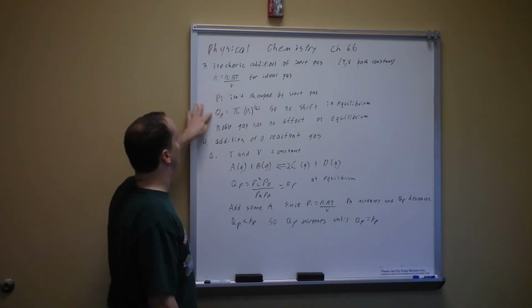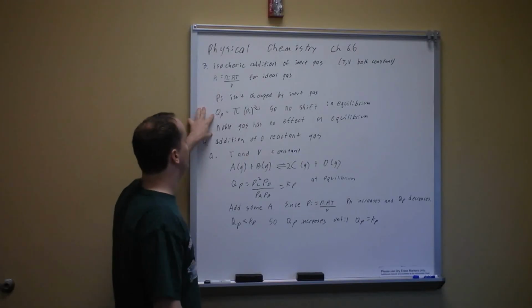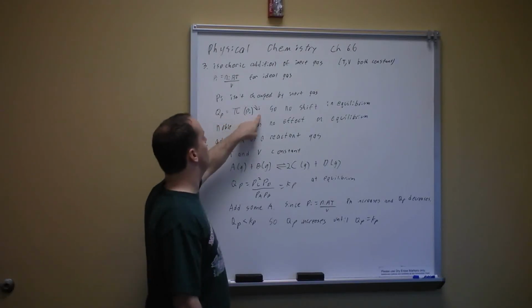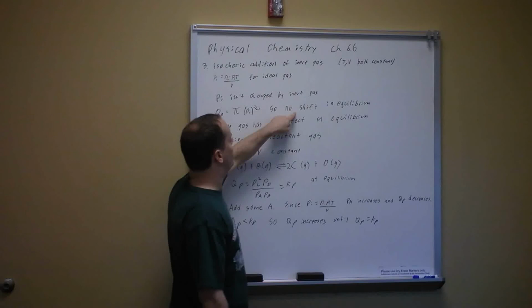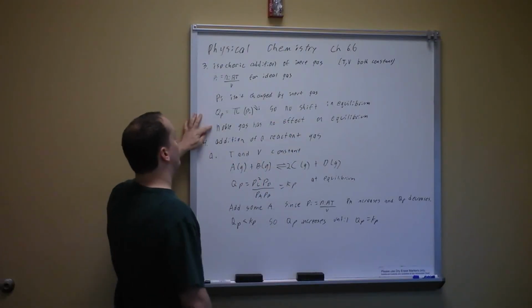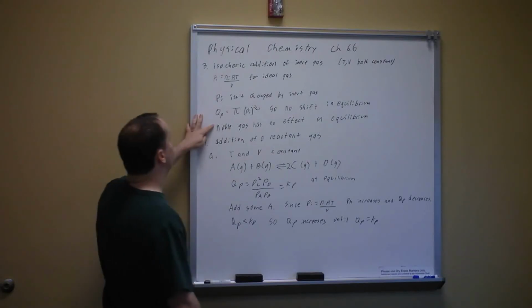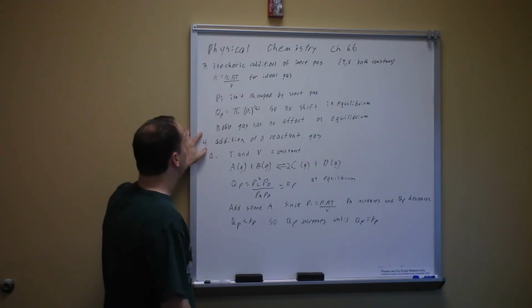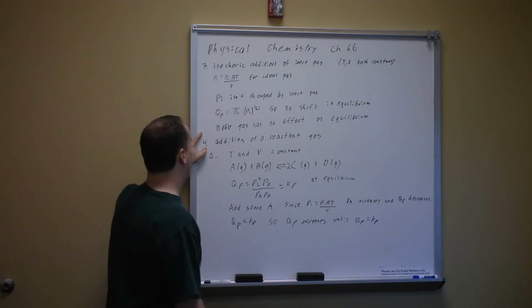So Qp, remember, is equal to the product of Pi to the nu I power. So there is no shift in equilibrium. What this tells us is that adding a noble gas or not has no effect on equilibrium. Now, let's say that we have a reactant gas.